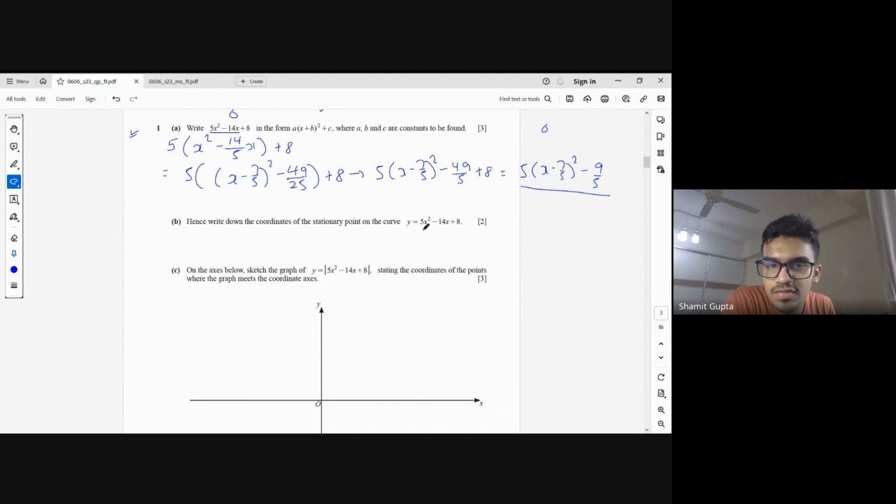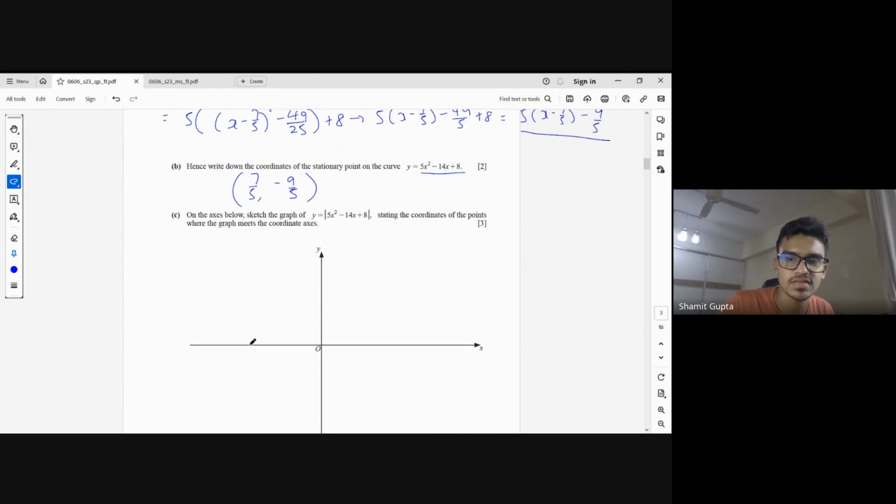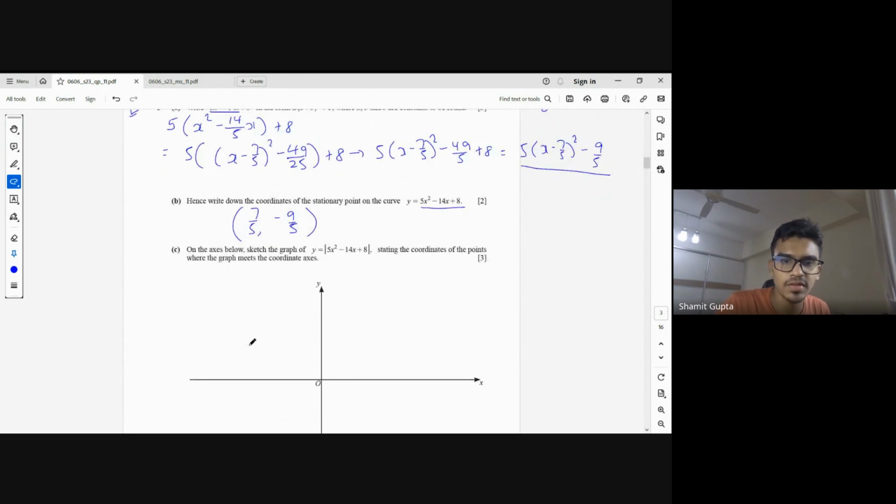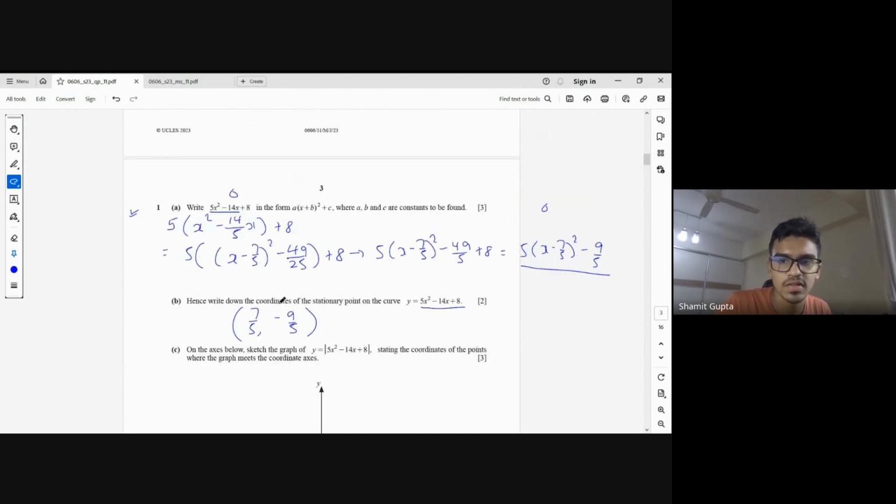Hence, find the coordinates of the stationary point of this curve. Okay, the stationary point, x minus 7 over 5, you make it equal to 0, it becomes 7 over 5. And the y coordinate is negative 9 over 5. That's the coordinate. On the axis below, sketch the graph of this, stating the coordinates of the points where the graph meets the coordinate axes.